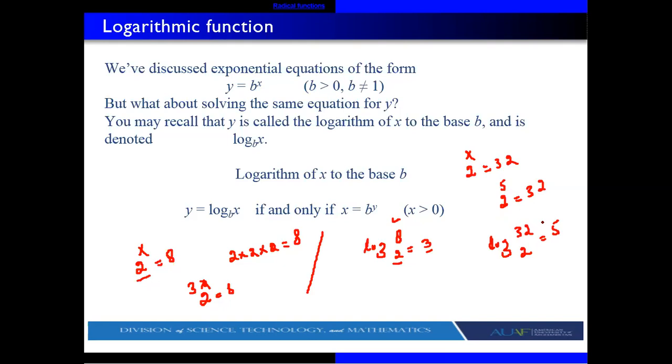You can see y is equal to b power x, where b is always a positive number, greater than 0, and not equal to 1.